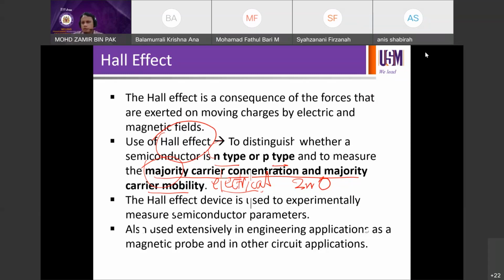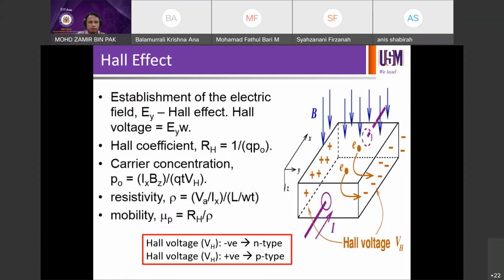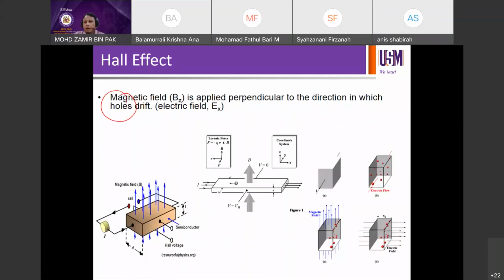So how does it work? So this is pretty much how it works. The Hall effect, you can see from here. Magnetic field B, you can see from all this diagram, is applied perpendicular to the direction in which the holes drift. For example, if you're talking about a holes drift, then are we talking about a p-type or an n-type semiconductor? So you're having a hole drift, okay?